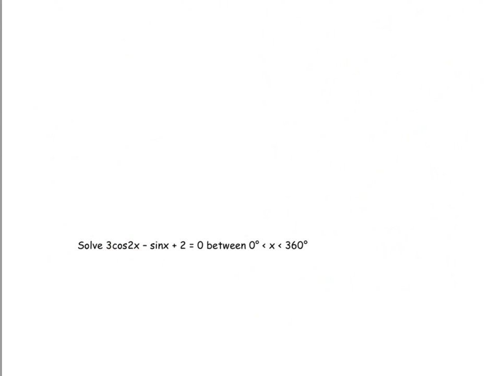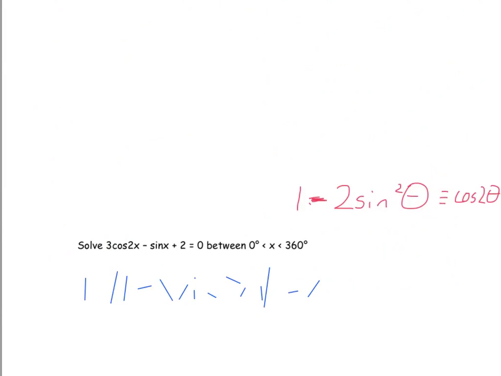Well, like in the previous example, we know that cos of 2x is identical to 1 minus 2 sine squared of x. That's identical to cos of 2 theta. Okay, so if we replace our cos of 2x with 1 minus 2 sine squared of x, we're only going to have sines in our question. So it's going to be 3 times 1 minus 2 sine squared of x, because we're looking at x rather than theta in this question, minus sine x plus 2 equals 0.